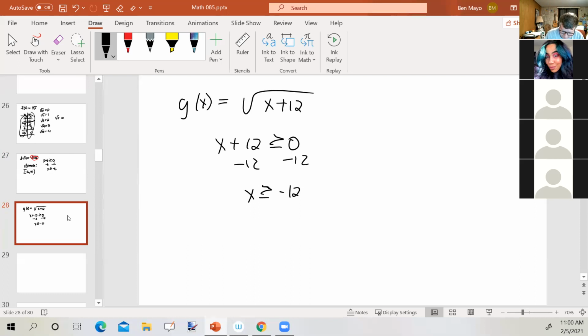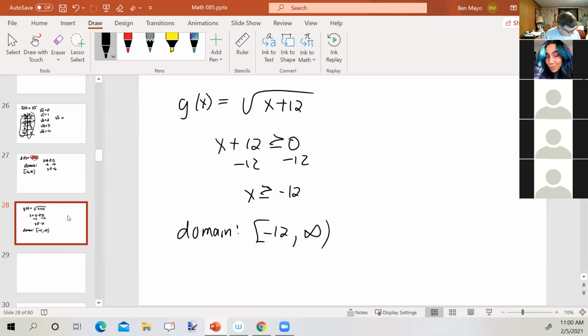And then is it -12 to infinity? Bracket around -12, parentheses around infinity. Good job, Carly. Okay.